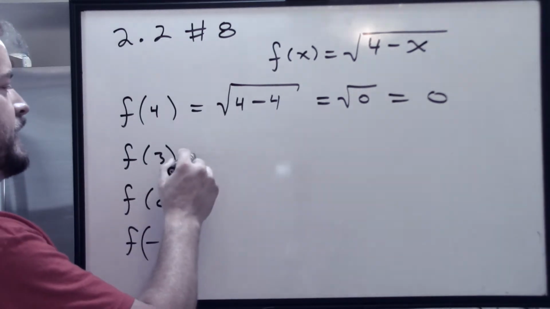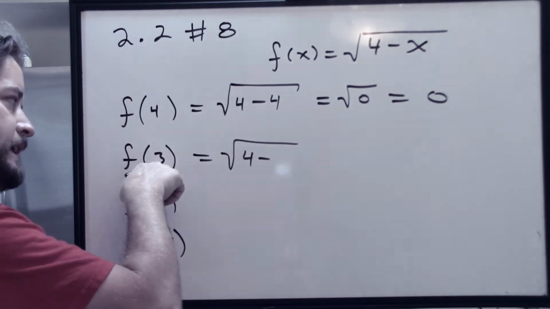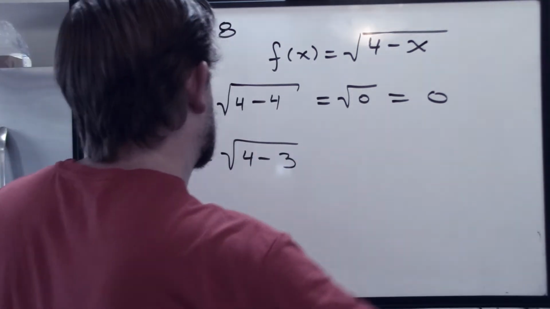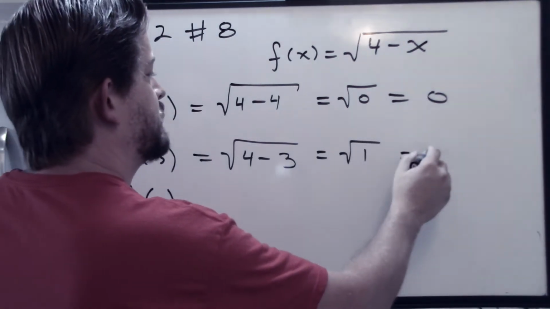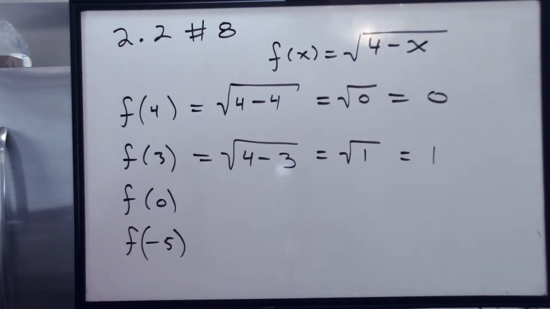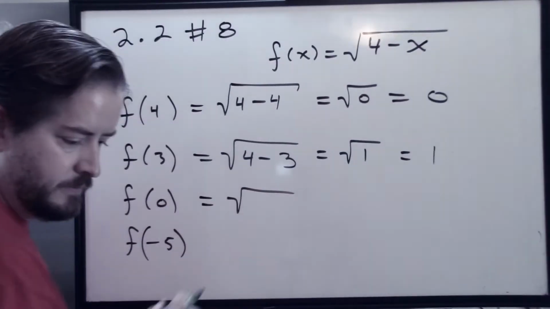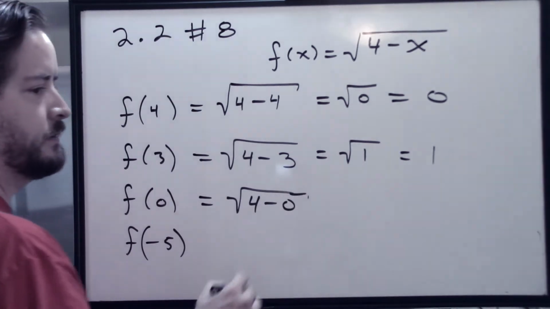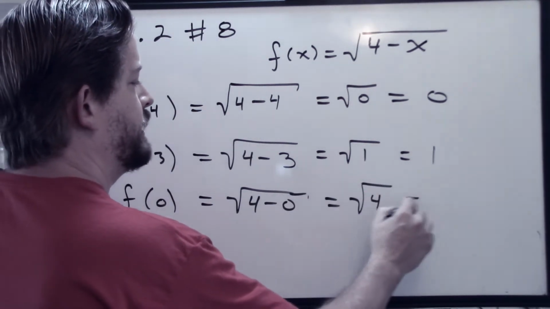F of 3 is the same idea. I'm going to take the function 4 minus x, but I'm replacing x with 3. 4 minus 3 is 1. So I have the square root of 1, and that is 1. And done. Okay. F of 0 is to take the 4 minus 0. Right? But 4 minus 0 is still 4, so I have the square root of 4, and that's 2.